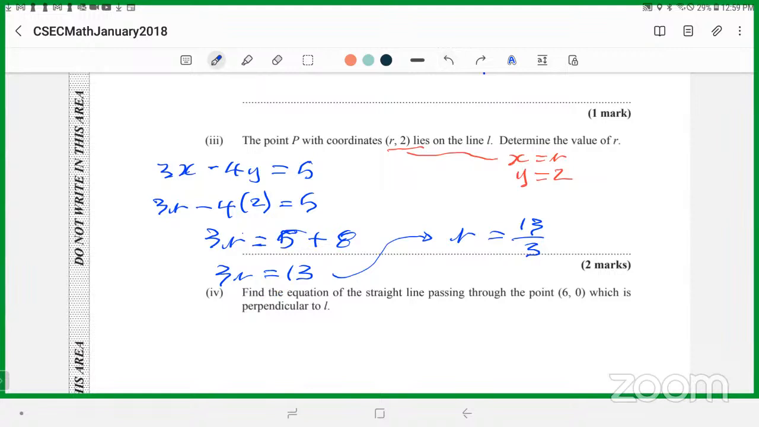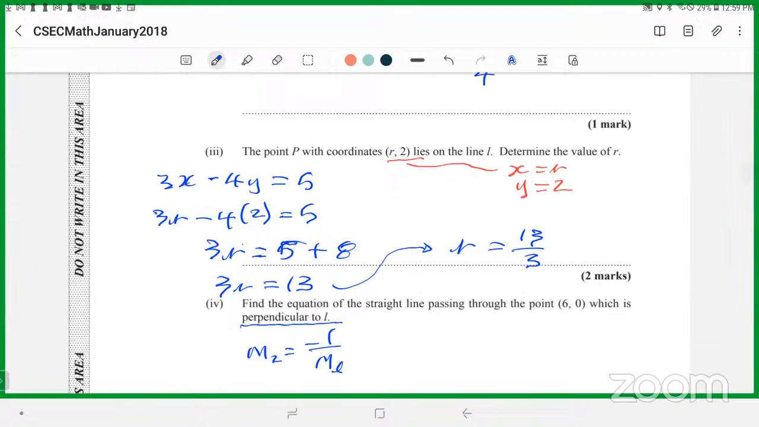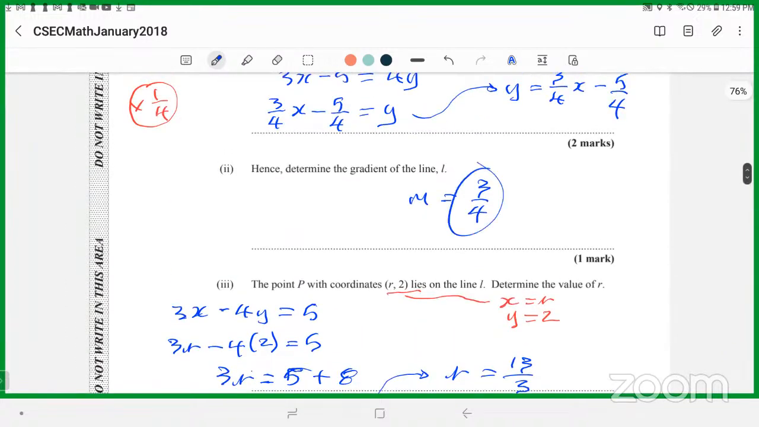Next part says now find the equation of a line passing through this point, which is perpendicular to L. Remember, to find the equation of any line, you need the gradient and a point. They gave us the point, and they gave us a way to find the gradient by telling us that it's perpendicular to L. Let's call that line 2. Because it's perpendicular to L, the gradient of line 2 is minus 1 over the gradient of L. The gradient of L is what? We're going to flip that and change the sign.